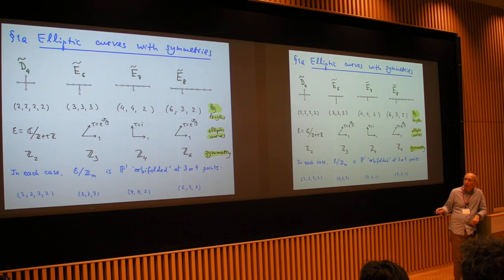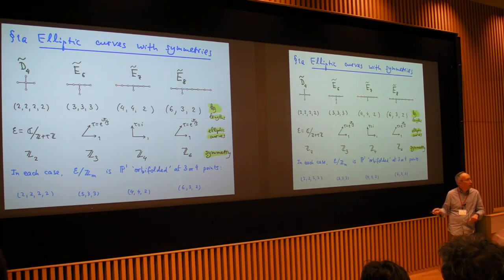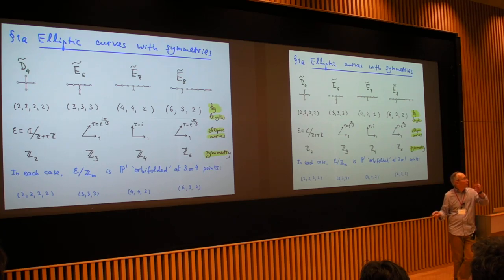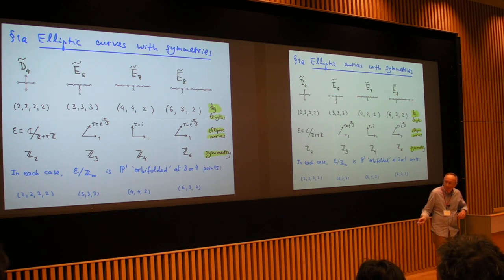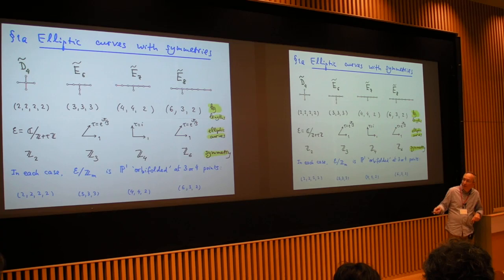In each case, what you can do is consider the quotient of your curve by the group, and the result will be essentially a Riemann sphere, but more precisely it will be an orbifolded Riemann sphere at a number of points, 4 points in this case. So what I list here are the orders of the local symmetry groups at the orbifold points. So all twos, threes. So you see the same numbers appear here. Okay, so that's kind of heuristically a link between these affine Dynkin diagrams and these elliptic curves.